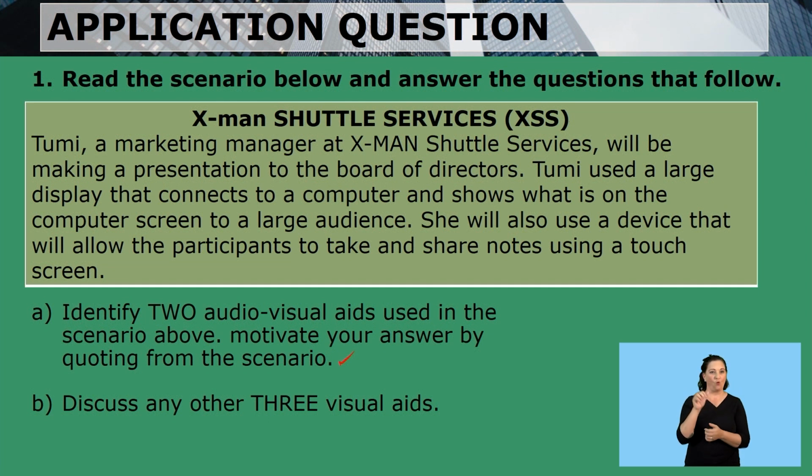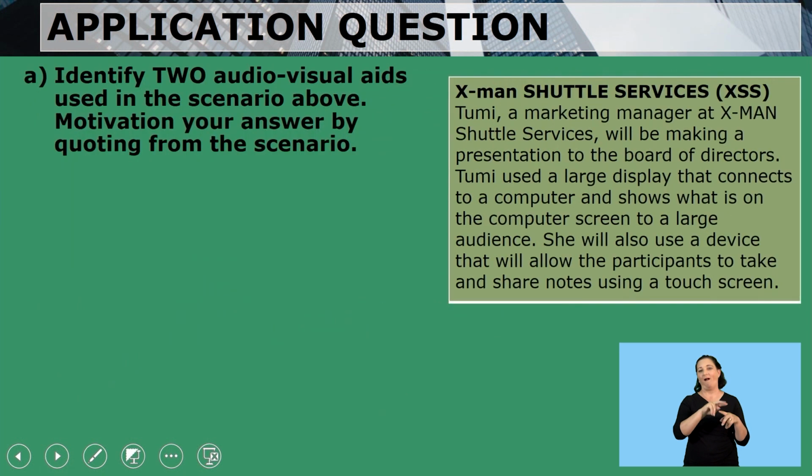Now, here's the rule. When they say motivate your answer by quoting, this goes without saying. You are taking the point straight or direct from the scenario. You're not giving us your own, but straight from the scenario. And then the follow-up question saying discuss any other, meaning other than the ones that you've quoted. So you're going to give us other visuals other than the ones that you've quoted from the scenario. So let's identify. I'm going to give you just a few seconds to identify those two audiovisual aids that are used in the scenario.